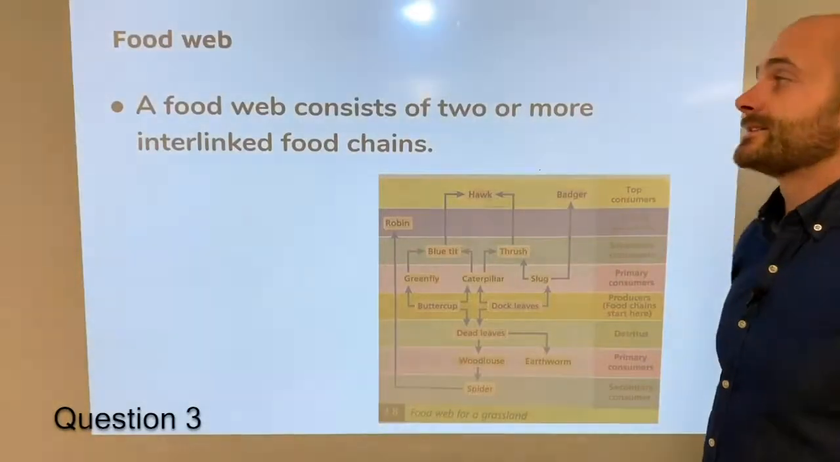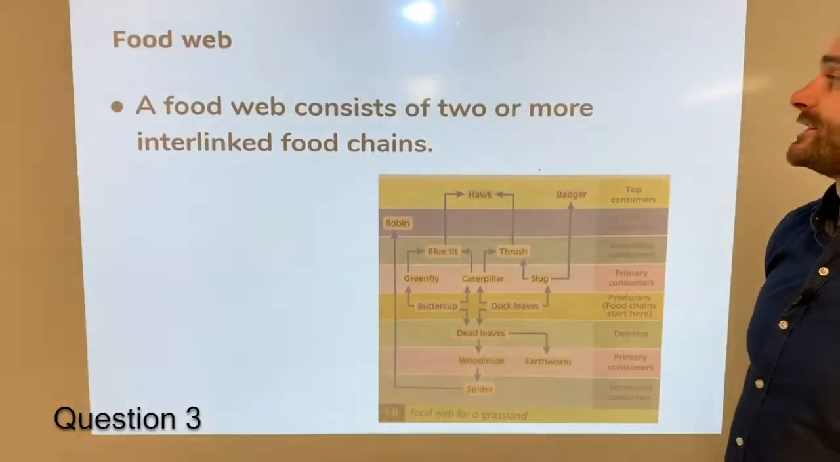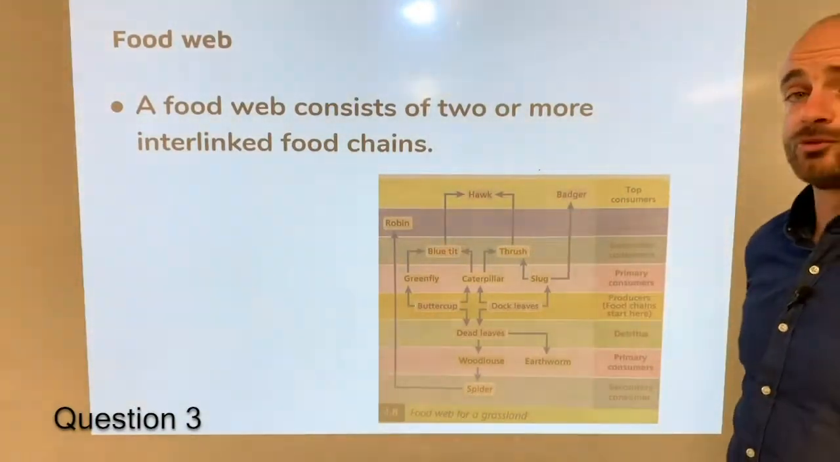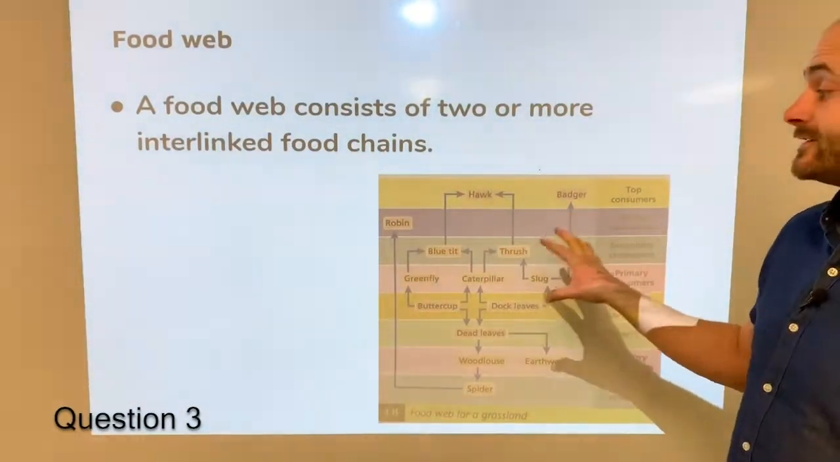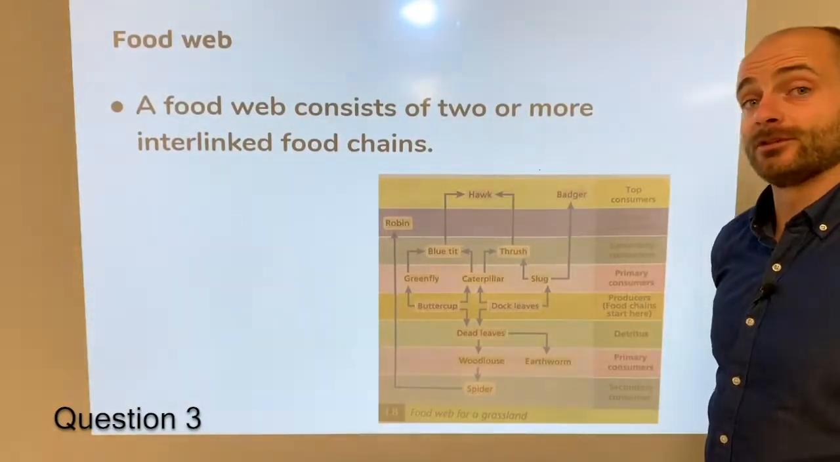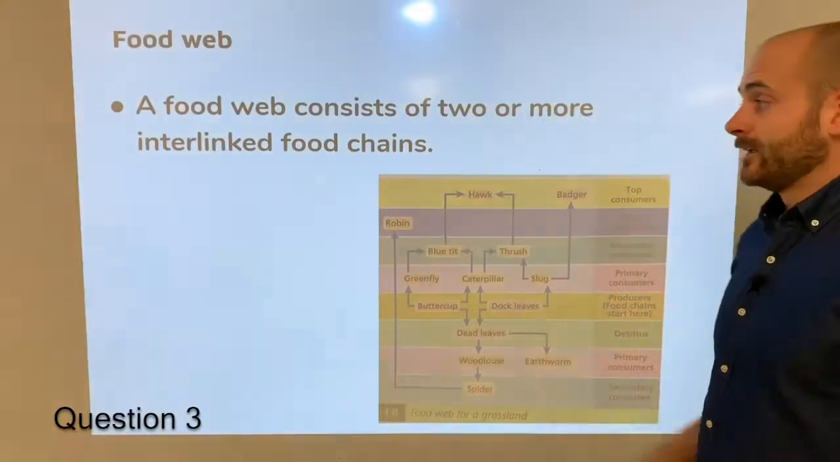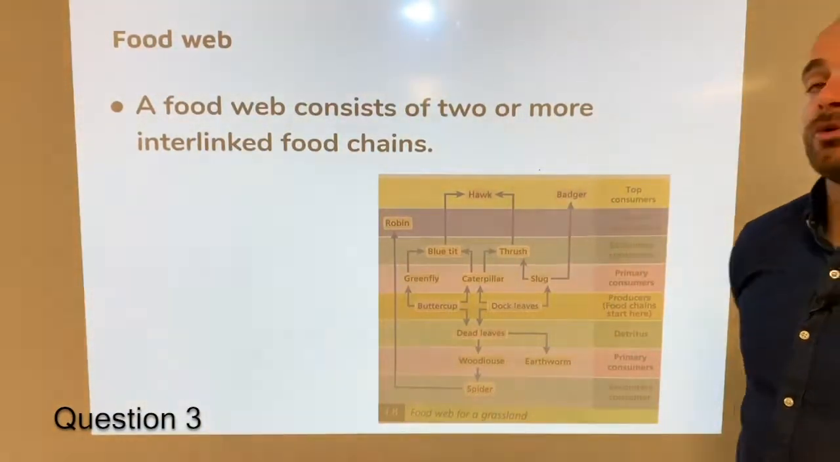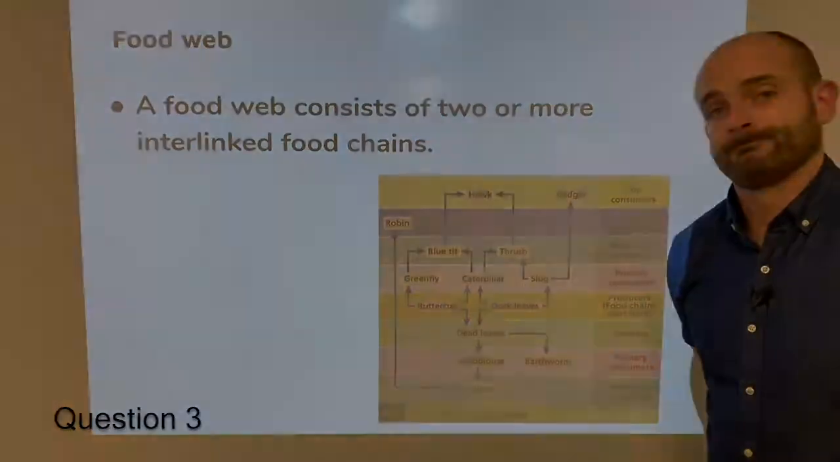Question 3 is a food web. So a food web consists of 2 or more interlinked food chains. You don't need to know a full example, you won't need to know a food web in this amount of detail, but if you took maybe 1 or 2 sections from this as an example to draw into your exam, it'll be really good. But the most important thing here is the definition. It's 2 or more interlinked food chains.